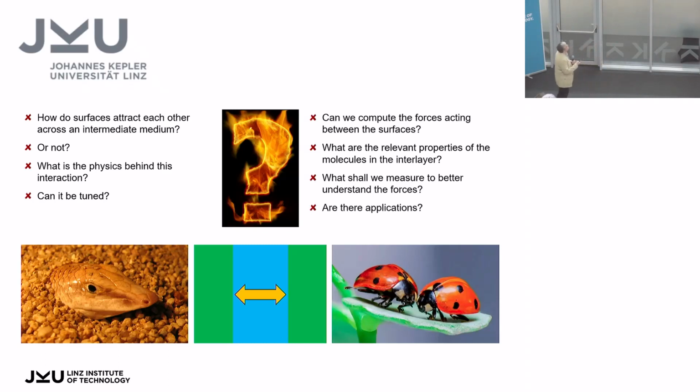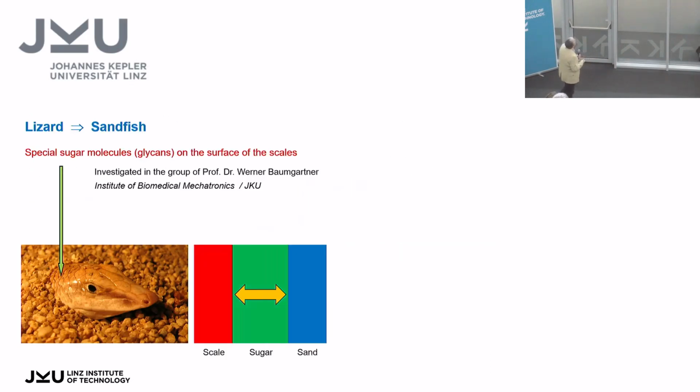What are the relevant properties of the molecules in the interlayer, which is blue here? This is what we are studying. And what shall we measure to better understand all of this? And of course, are there applications? Okay, so let's see. The first example is the lizard, because the talk was from lizard to leaves.